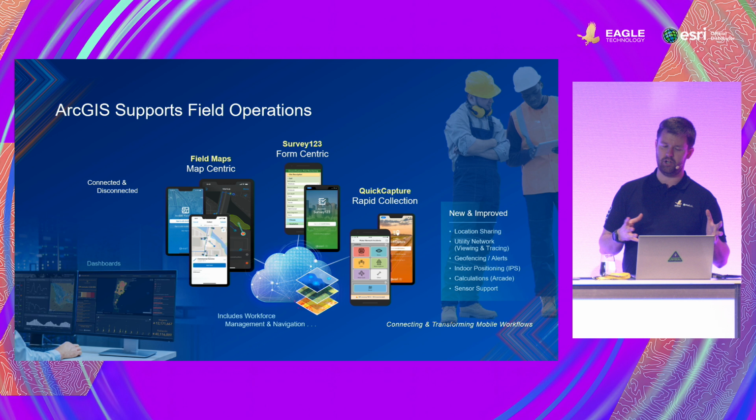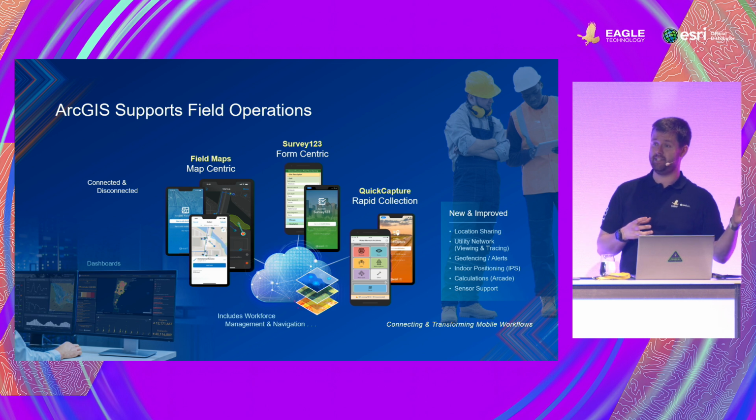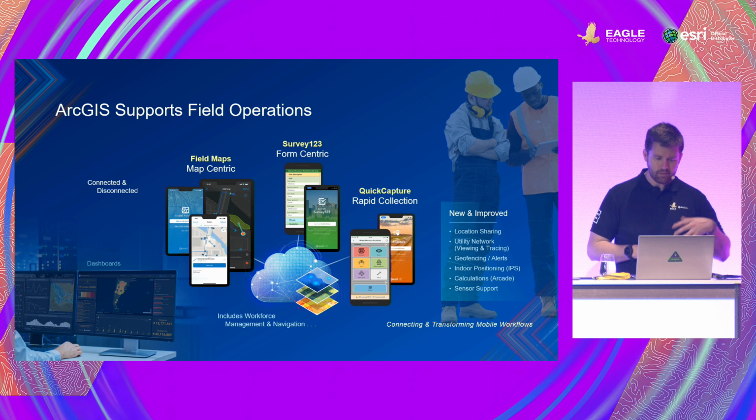So as a whole, ArcGIS supports field operations. These are probably the applications that you're using, and or these are the applications that are available to enable you to do that. FieldMaps, map-centric interface, Survey 123, form-centric, and then QuickCapture, rapid collection. So all of these are available both online and offline. So for the end user, if they go out of coverage and they don't have internet access, they are able to use these to continue to capture information.